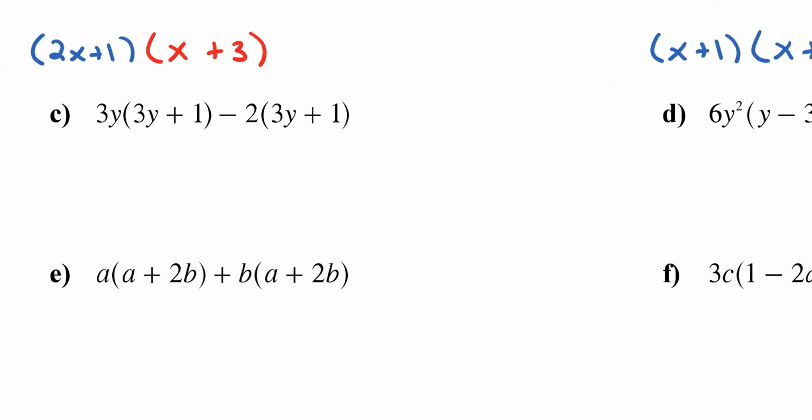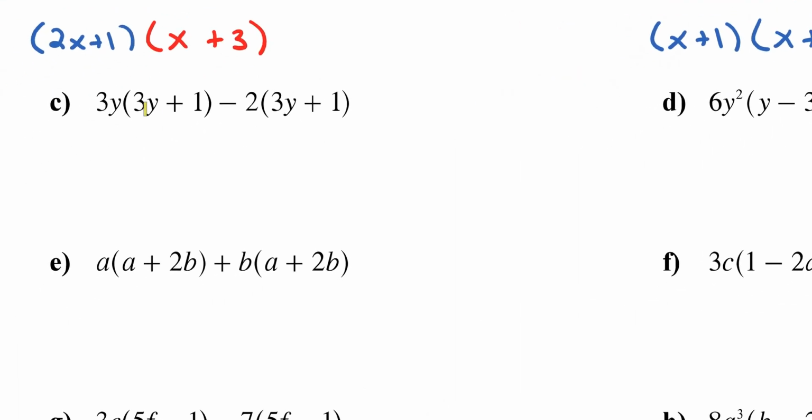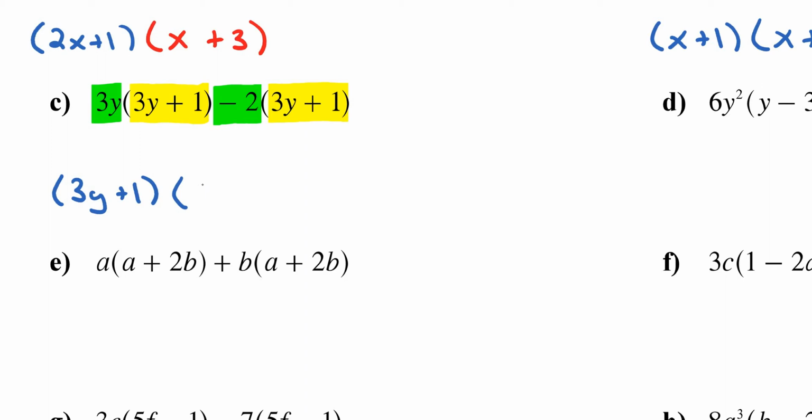Okay, let's move on to letter C. For letter C, you should notice that there's a 3y plus 1 here and a 3y plus 1 there. So we're going to factor that out. I will write 3y plus 1 over here and ask yourself what is left over. Well, the 3y and the negative 2, that is what's left over. So let's write 3y minus 2, and then you're done your factoring.